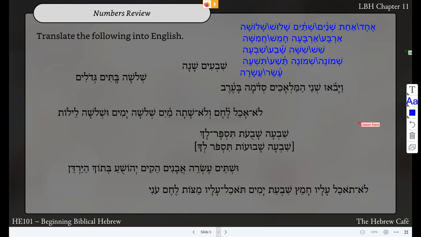So, echad or achat, shnaim, shtaim, these are masculine and feminine pairs. And then they flip because it was just how I typed. Shalosh, shlosha, arba, arba'a, chamesh, chamisha, shesh, shisha, sheva, shiva, shmone, shmona, tesha, tisha, eser, asara.